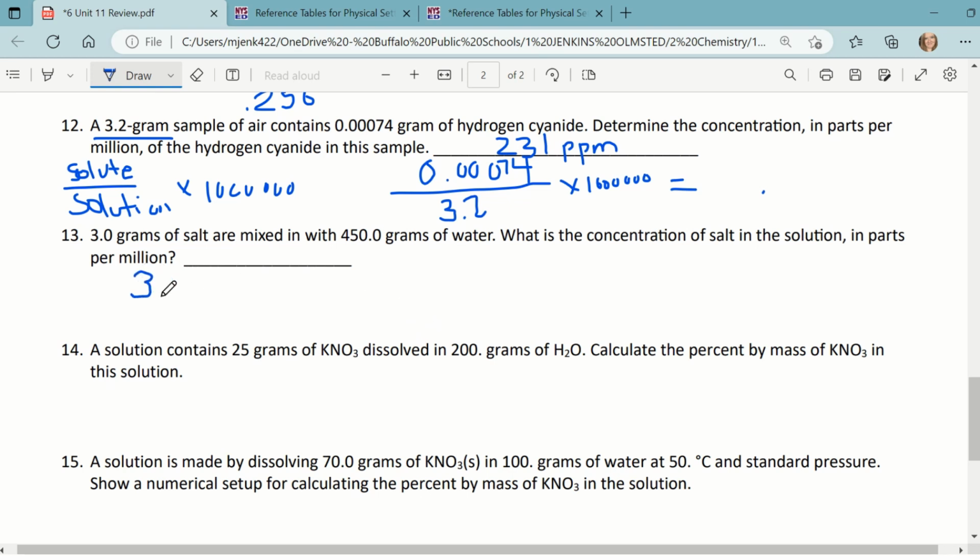So the solute is the salt divided by the solution. Well, this is just the water part, but the solution includes the salt, so it is 450 plus 3. So actually it's 453 grams. Divide those and then times 1, 2, 3, 4, 5, 6 zeros.